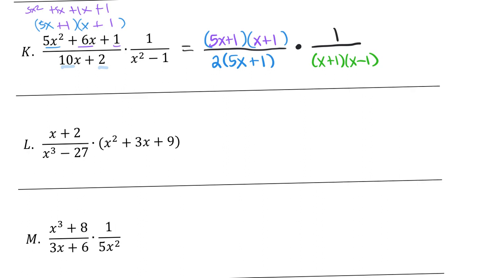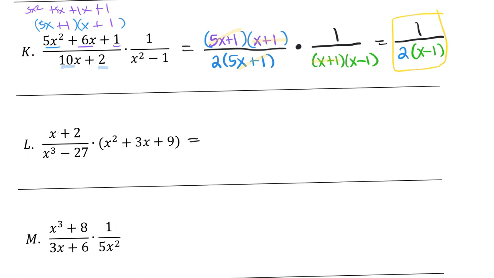Okay, let's see what we got. Cancel. Cancel. So we're left with the 1 at the top. We have that little 2 at the bottom. And we also have an x minus 1 at the bottom. Okay, 2 more. Okay, first fraction.